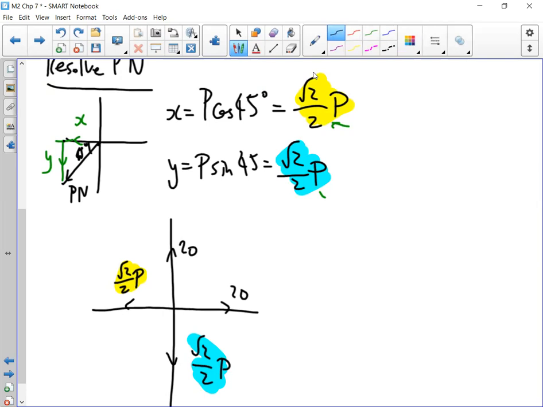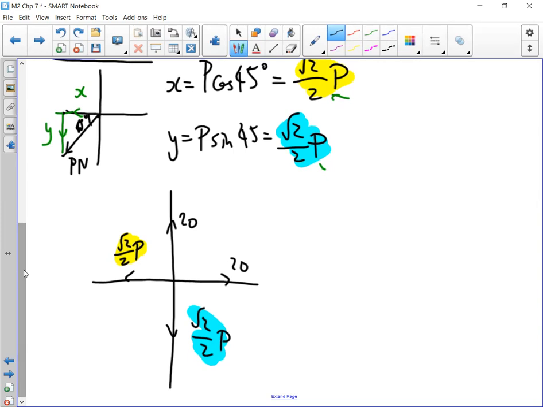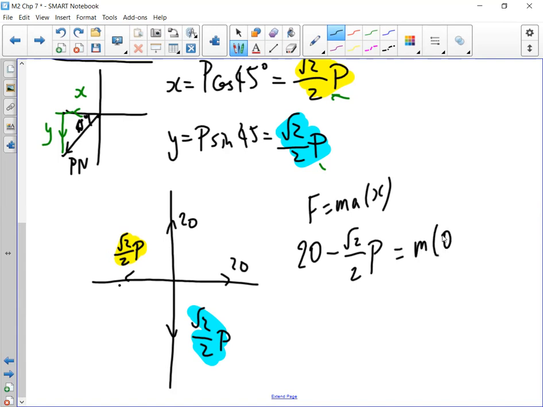Okay. So next step, we normally use F equals MA. Now, if you use F equals MA, I'll just show you. So if you use F equals MA in the x direction first, 20 subtract √2/2 P. Like the moments, you do one side, take away the other. So I do the right side, 20, take away the left side, which equals the mass. We don't know the mass, but we know the acceleration is 0. Why 0? Because equilibrium. So A is 0, right? So equilibrium, A is 0.